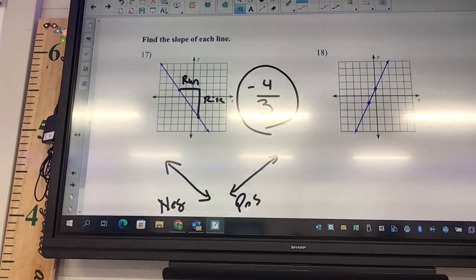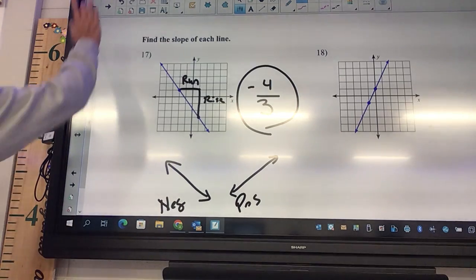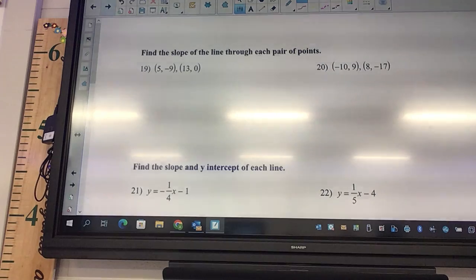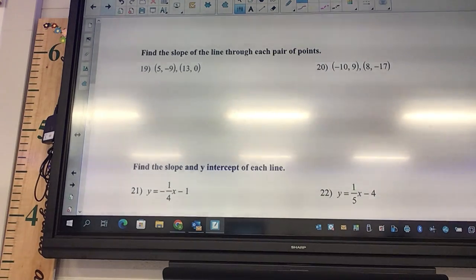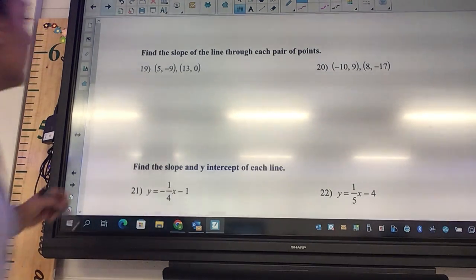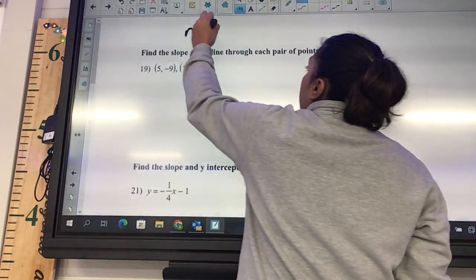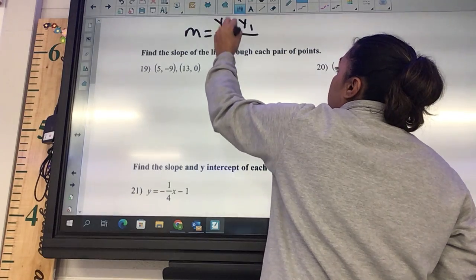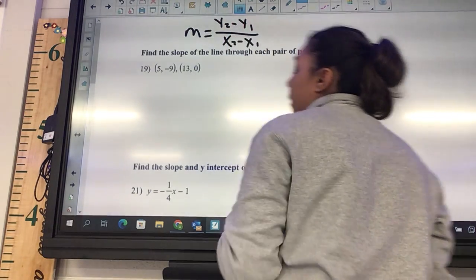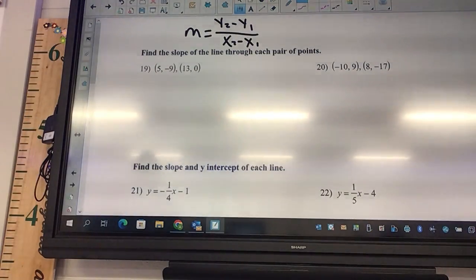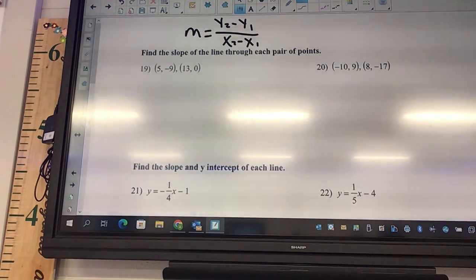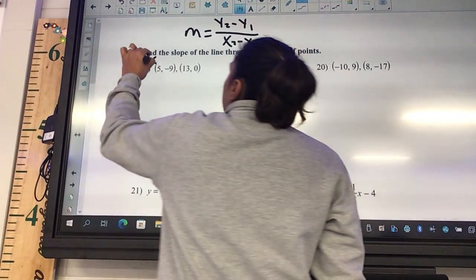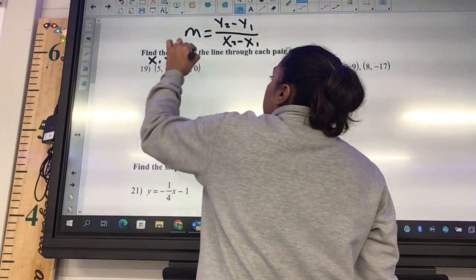The next one says find the slope of the line with the two pairs of points. What is the formula for slope? It's m equals y2 minus y1 over x2 minus x1. Make sure you have the formula on your paper. You're going to need it for tomorrow. The test goes in the same order. And then we're going to label x1, y1, x2, y2.